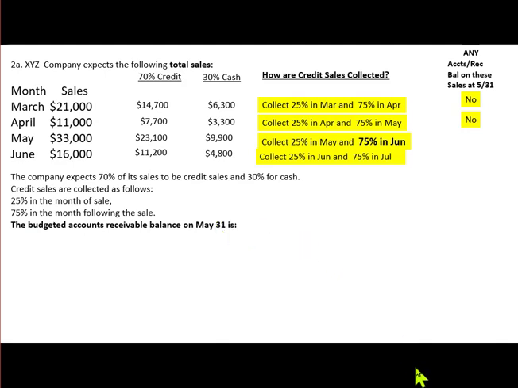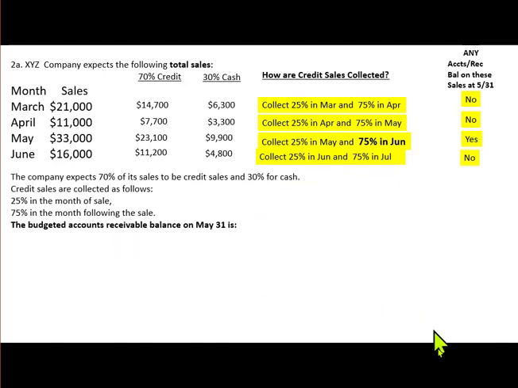So we're getting closer. As far as May sales, we'll collect 25% of the credit sales for May in May and 75% in June. So on the 31st of May, we'll still have 75% of the credit sales outstanding as an accounts receivable on May 31st. And then, of course, for June, the answer is no also, because in June sales, we'll collect 25% in the month of June and 75% in July.